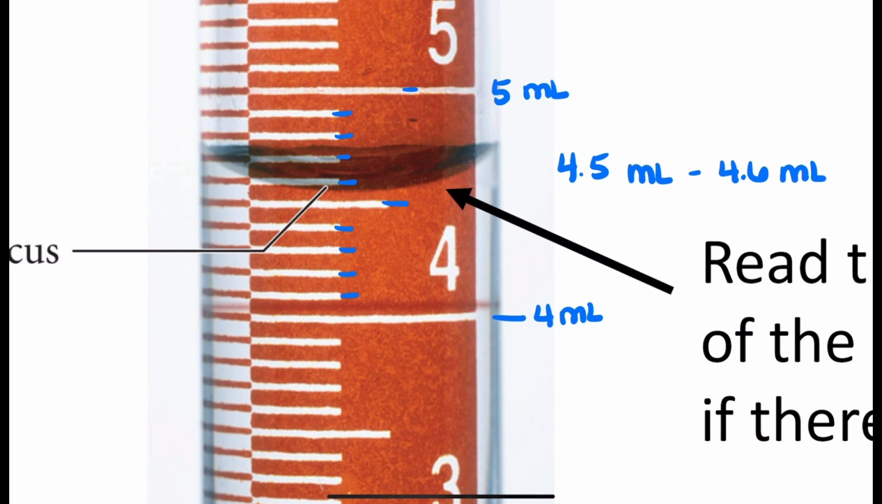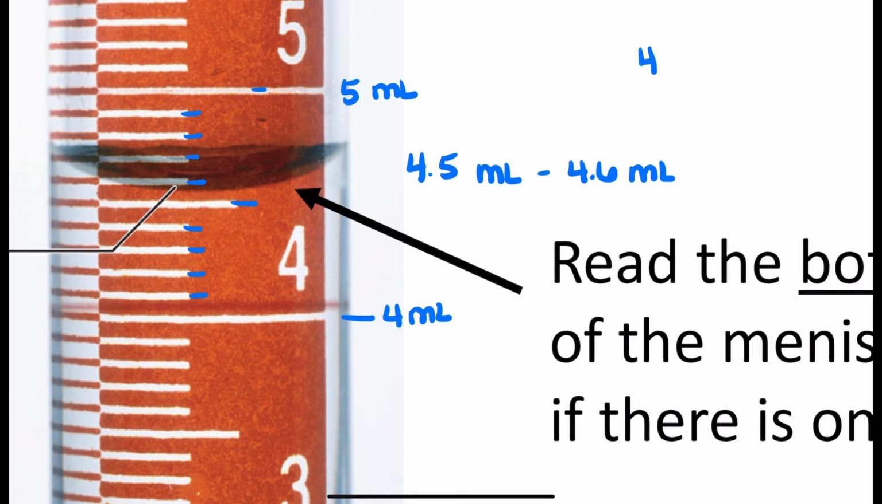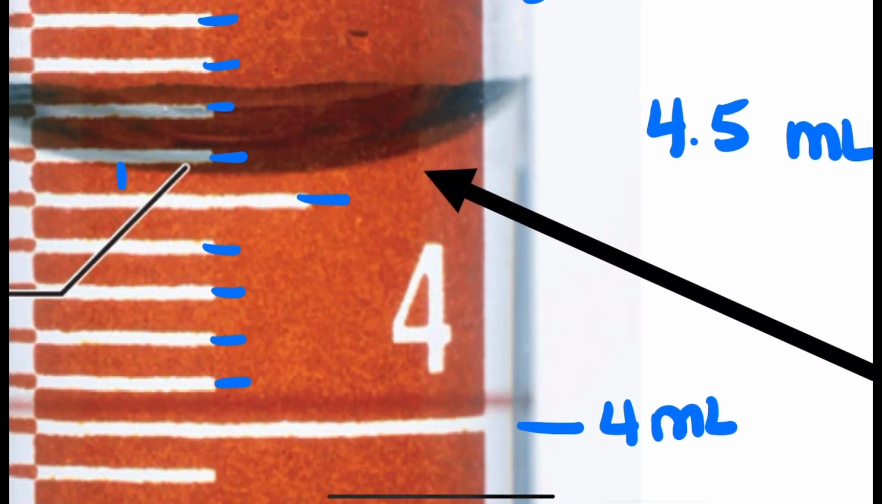The next digit is going to be estimated. I need to estimate what my actual volume is. I know I have 4.5 something. What I do is I mentally break this area up into 10 spaces and I estimate where this meniscus is.